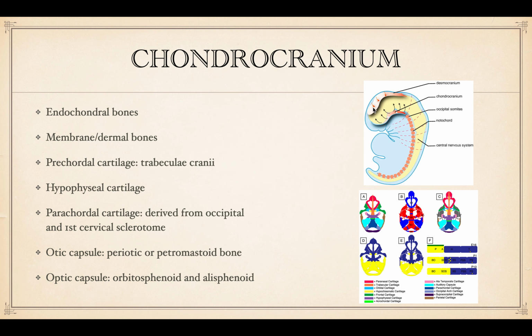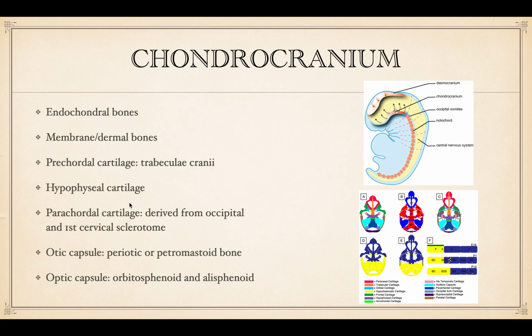So first there's going to be the desmocranium, and then on the bottom it's going to be the chondrocranium, and those two meet when they develop, and then the occipital somites will migrate up, and then the notochord will form, making the central nervous system. The prechordal cartilage eventually makes the trabecula cranii, so the spongy kind of structure between the bony plates of the skull, or the trabeculae, and it's the diploe, and this will eventually form the ethmoid bone.